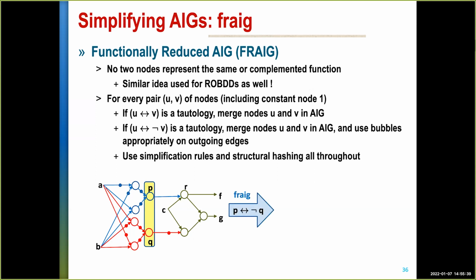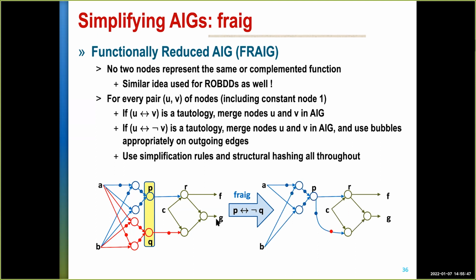So here in this case, for example, we could do a FRAG operation and determine that P and Q are the negations of each other, in which case Q would get merged with P. And so I'll just have P, and wherever Q was going, there was this arrow with a bubble. So instead of this arrow, I'll have an arrow from here with a bubble, because Q was negation P. But then I'll see two bubbles over here, so I'll just get rid of them. And now you see that these two nodes have the same inputs. Both are coming from P and C.